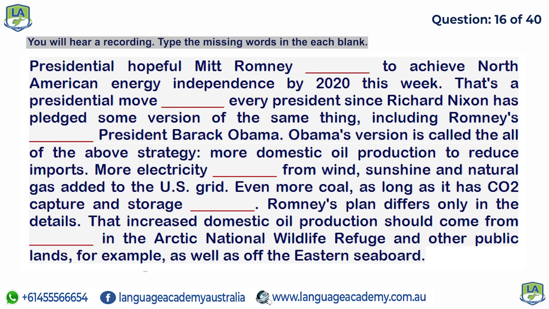More domestic oil production to reduce imports. More electricity derived from wind, sunshine and natural gas added to the U.S. grid. Even more coal, as long as it has CO2 capture and storage attached. Romney's plan differs only in the details. That increased domestic oil production should come from drilling in the Arctic National Wildlife Refuge and other public lands, for example, as well as off the eastern seaboard.